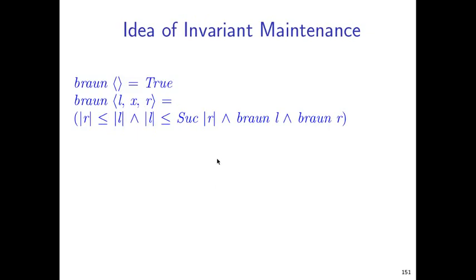Okay. The interesting thing is, why does this work? So how can we maintain this invariant of the left and right subtrees being related like this? We have to think what happens if we add an element. So at some point we want to insert an element.